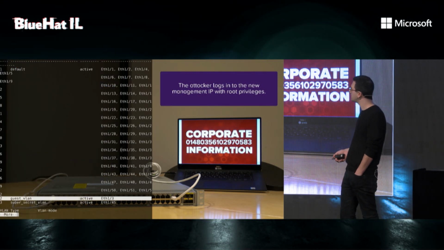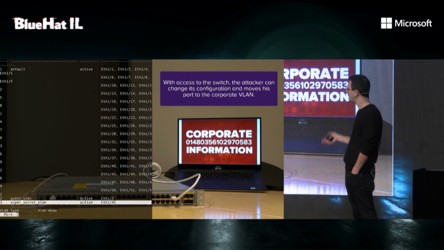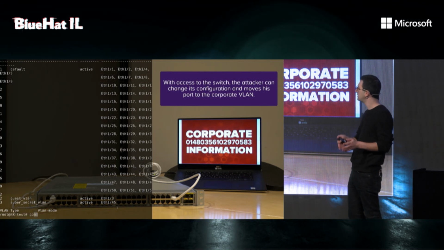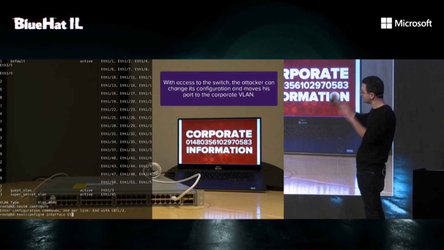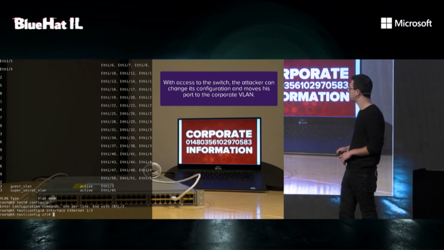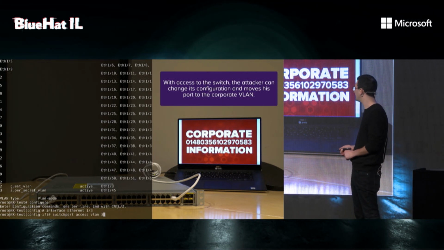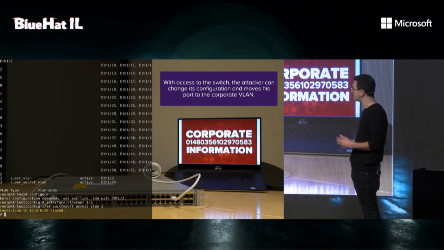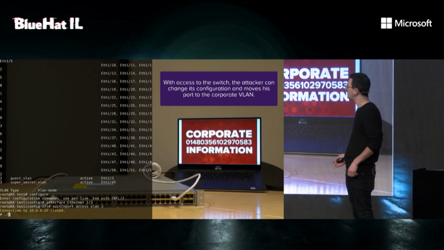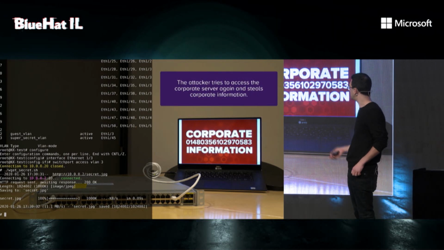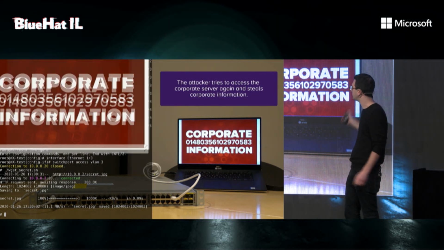In the configuration of the switch, he can then move his own port to the corporate VLAN or the super secret VLAN in this terminal. Once he's done that, obviously, he will be inside the same network as the corporate laptop. He can then access the corporate image in that file.